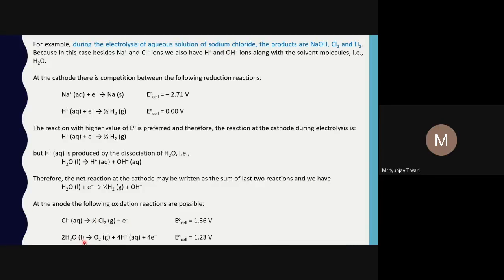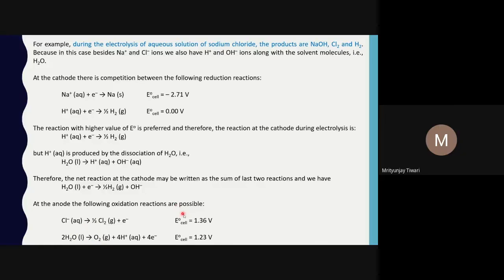And so the water molecules here will be what? Water molecules will be involved in the electron transfer, and so it will be oxidized. And how is it oxidized? Oxygen here is in the -2 oxidation state becoming 0. -2 to 0 means what? The oxidation state has increased, and so this is the oxidation.